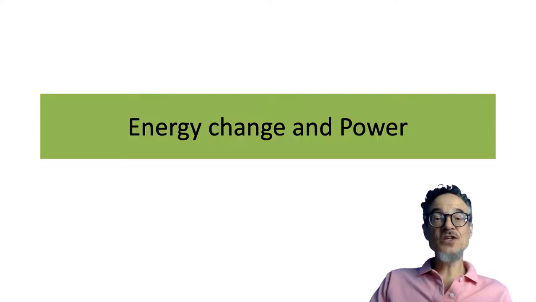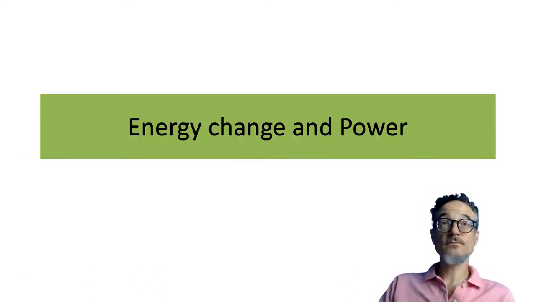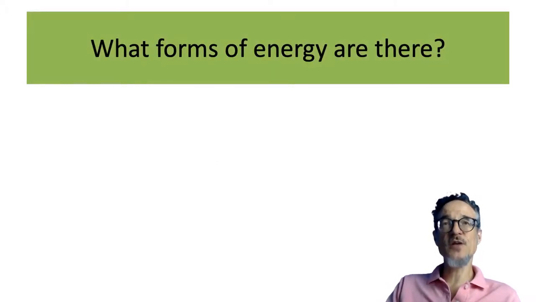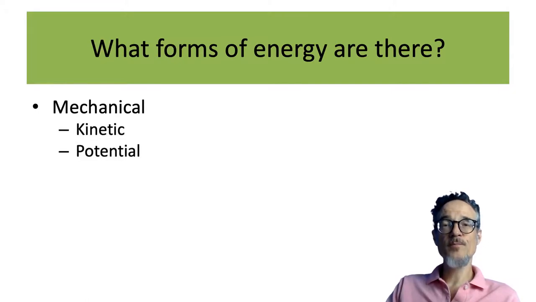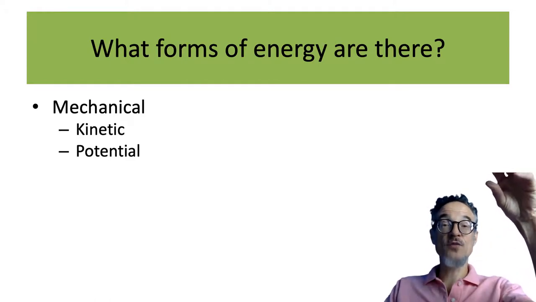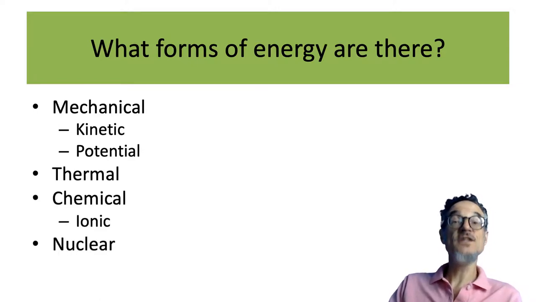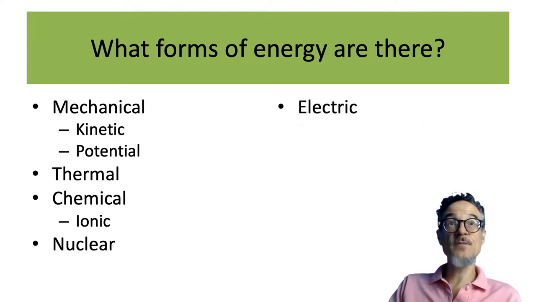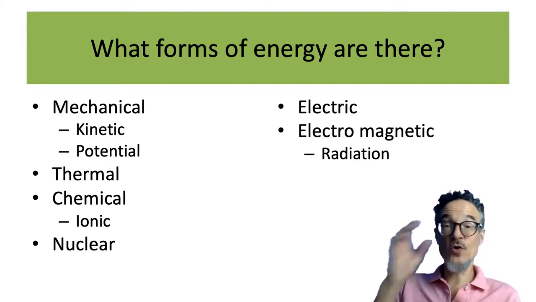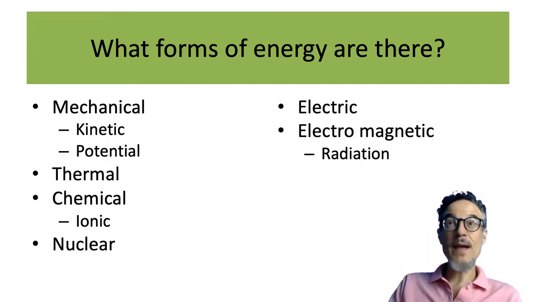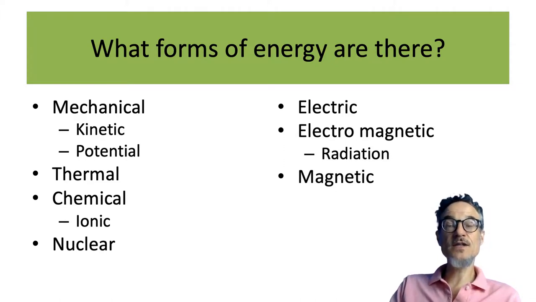Next, let's talk about energy change and power. We talked before, we looked at different ways of measuring energy, and there are different forms of energy. Energy can take mechanical form: kinetic energy, this is energy of something moving, or potential energy. If you raise something to a height, it has more energy. If we let it go, we can release the energy. There's thermal energy, chemical energy, nuclear energy, electrical energy, electromagnetic energy, radiation is one example, and magnetic energy. So here we have all different kinds of energy.